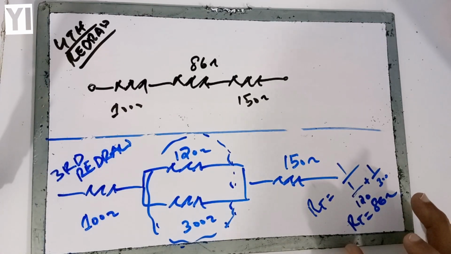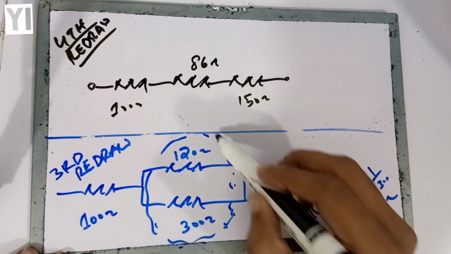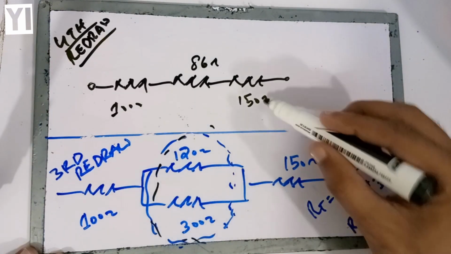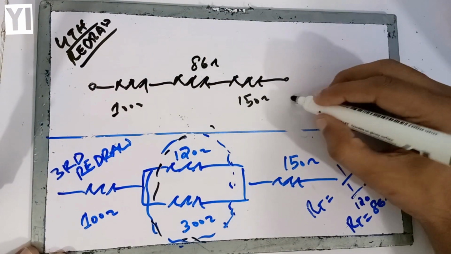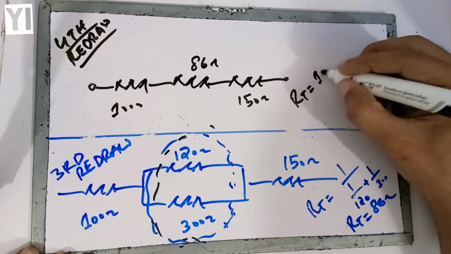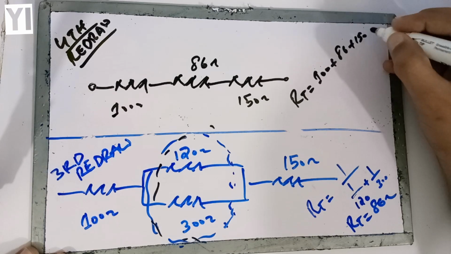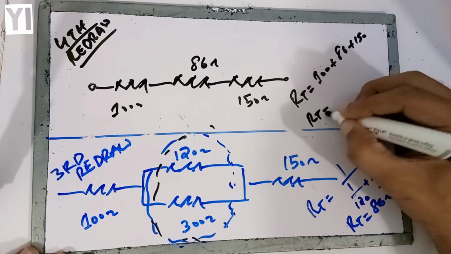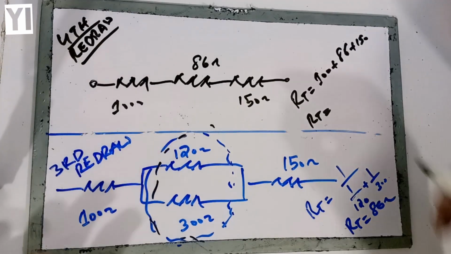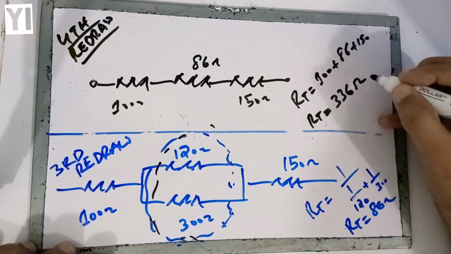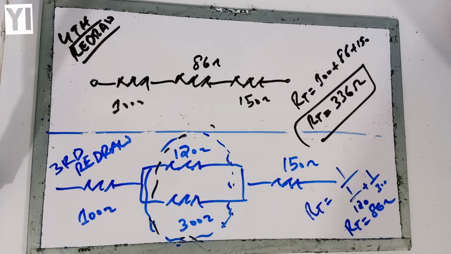So now that is how the fourth redraw looks. That is the 100 ohm resistor, the 86 ohm which replaced these two resistors, and the 150 ohm. So now all three resistors are in series. So just what we have to do is add up. 100 plus 86 plus 150 will be 336 ohm. So the whole resistance will be 336 ohm.